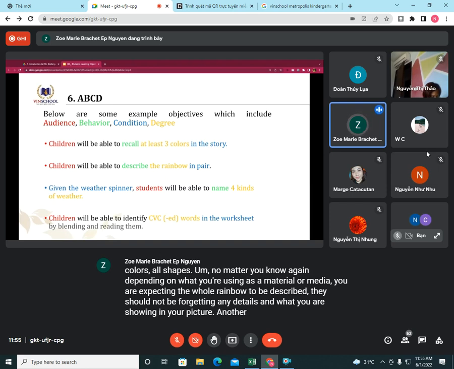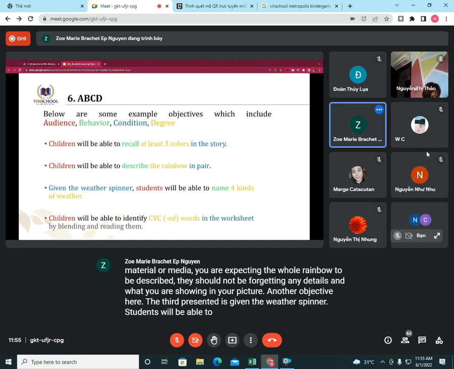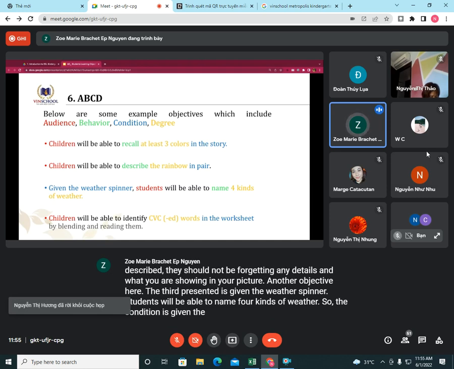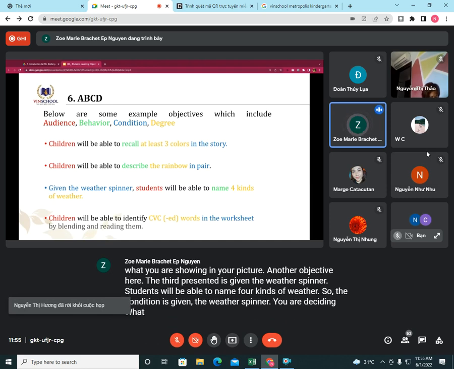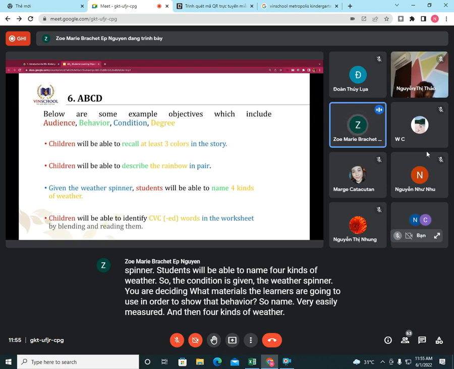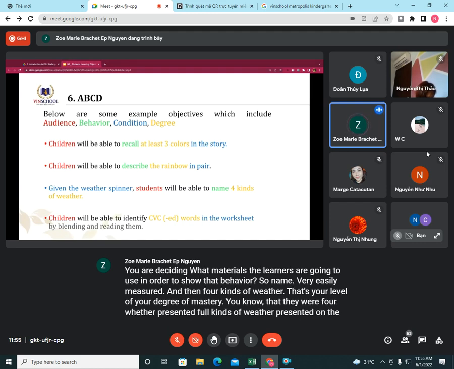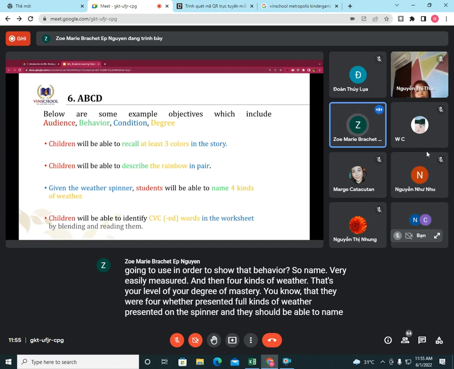Another objective here, the third presented, is: given the weather spinner, students will be able to name 4 kinds of weather. So the condition is given the weather spinner. You are deciding what materials the learners are going to use in order to show that behavior. So name, very easily measured, and then 4 kinds of weather. That's your degree of mastery. You know that there were 4 kinds of weather presented on the spinner, and they should be able to name all 4 kinds of weather.